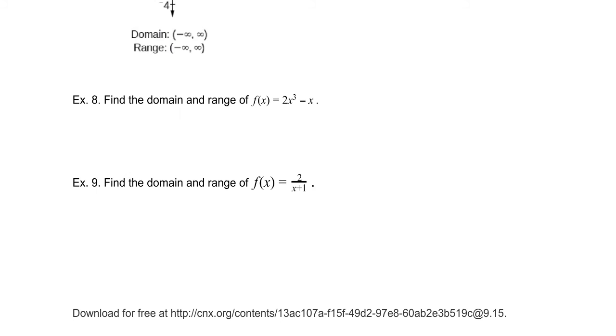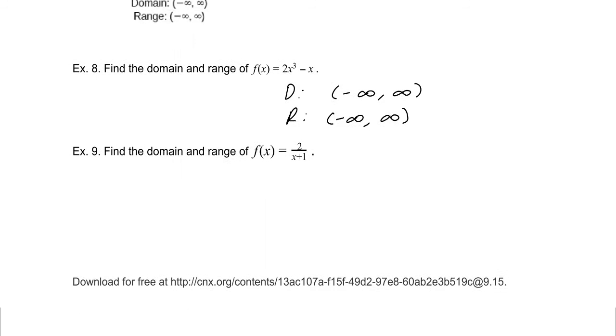So looking at number 8, find the domain and range of f of x equals 2x cubed minus x. This is a cubic function. We can cube any number, positive or negative. We can then multiply it by 2 and subtract the number. So this actually has a domain and a range of all real numbers, because the cubic function has that same domain and range.